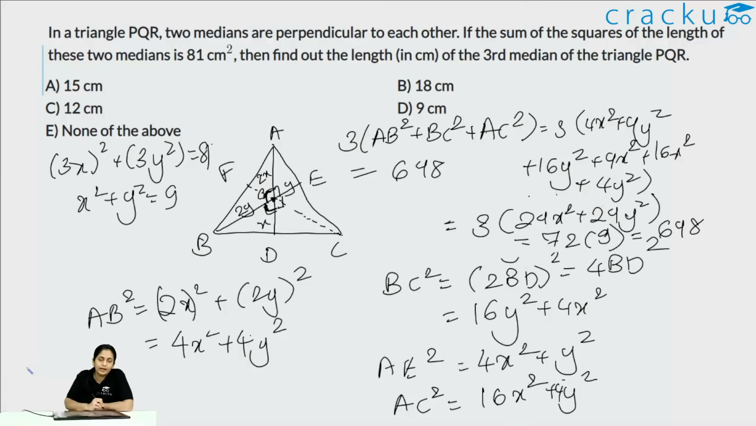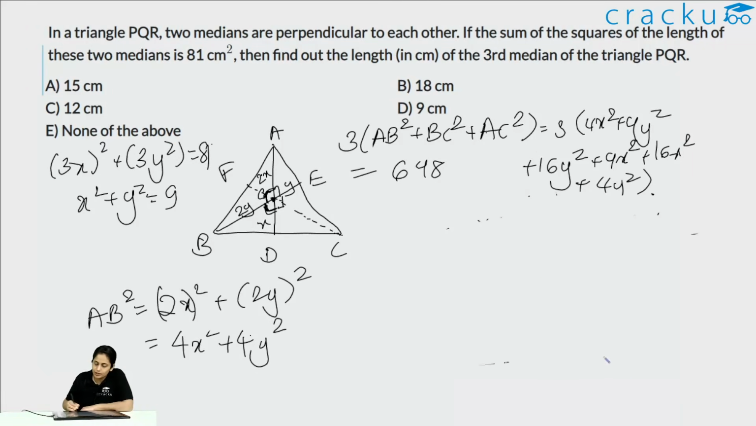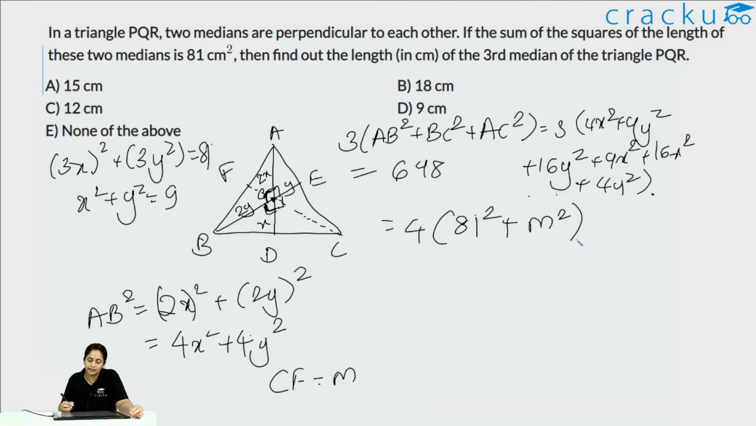Now this should be equated with 4 times the sum of the squares of the medians. So 648 is 4 times the sum of the squares of the medians. The sum of the squares of the other two medians is 81 anyway. So 81 plus our missing median. Let's say our missing median CF is of length m. So this is plus m square. So 81 plus m square times 4 is equal to 648.